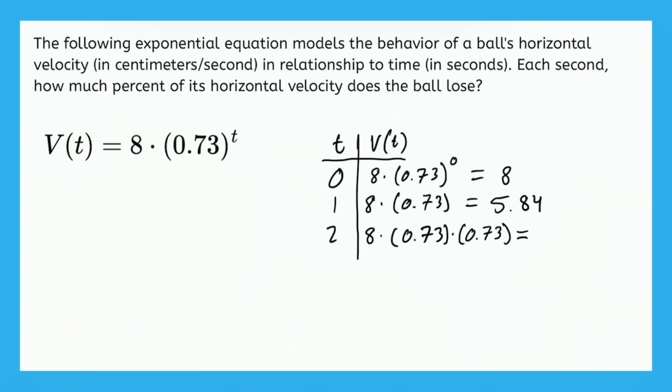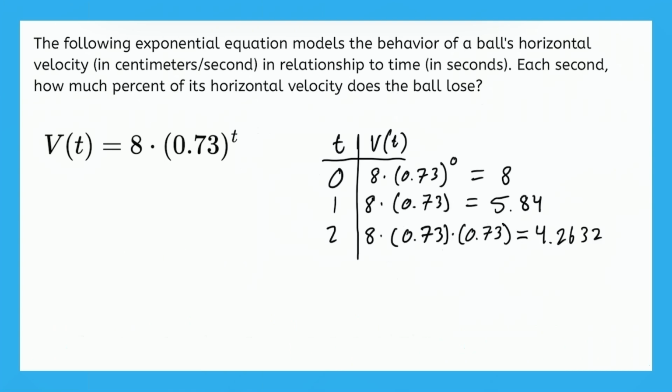So what do we see actually happening here? Well, as every second passes, we're multiplying the function by what? Well, here we multiply by 0.73, and then we multiply by 0.73 again, and then if we were to calculate the velocity after 3 seconds, we would just have 8 times 0.73 times 0.73 times 0.73. So we multiply by 0.73 again, and that pattern continues.